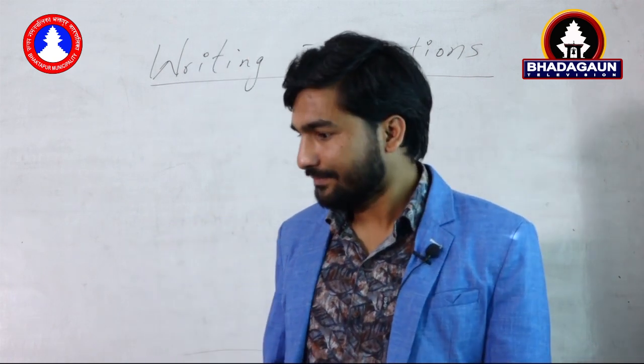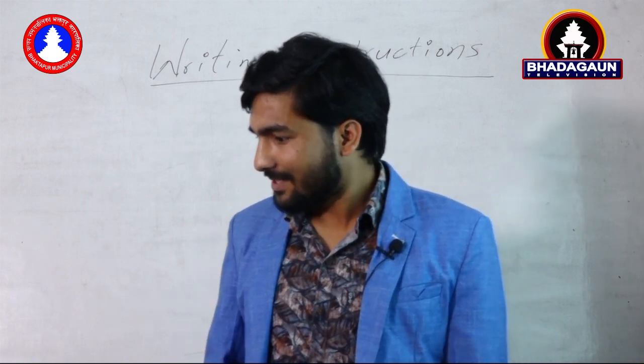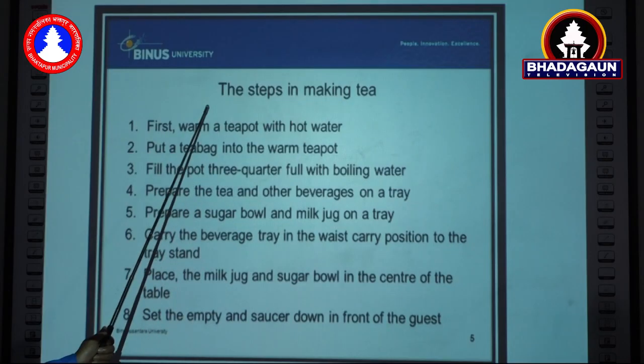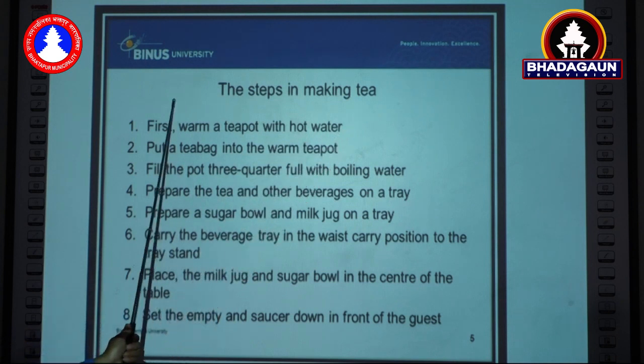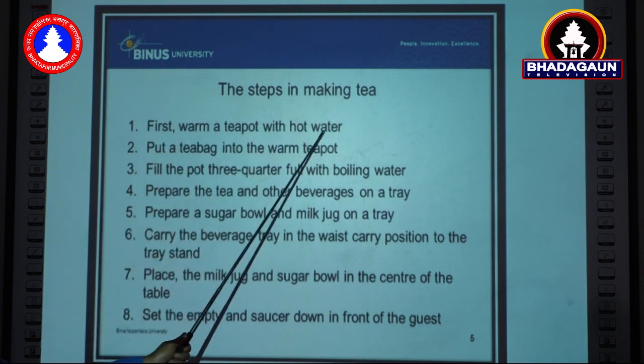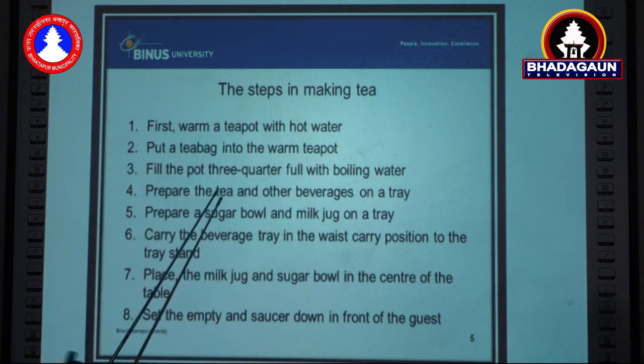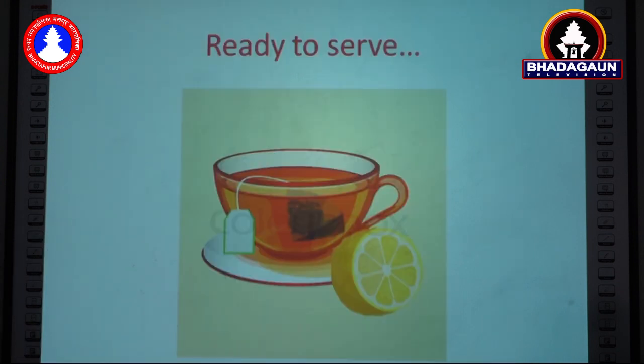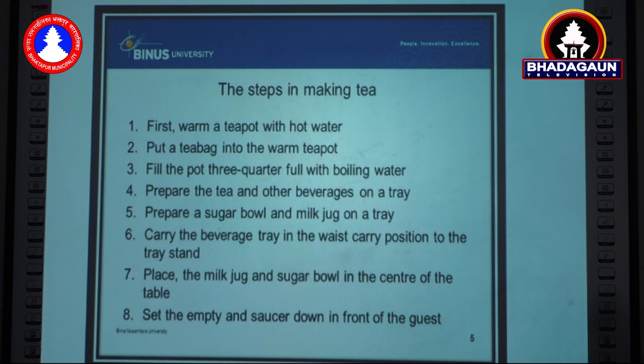So this is the way. I have found the steps in making tea here also, in social sites. So I have put here. So it will be also useful. First, warm a teapot with a hot water. We have already discussed how to prepare this one. This is not the exact way of preparing a cup of tea. You can make your own way using the clues, right? There can be different ways you can prepare if you are expert.